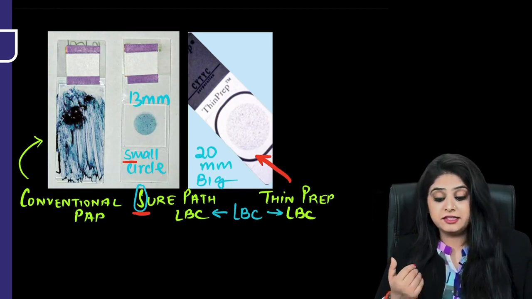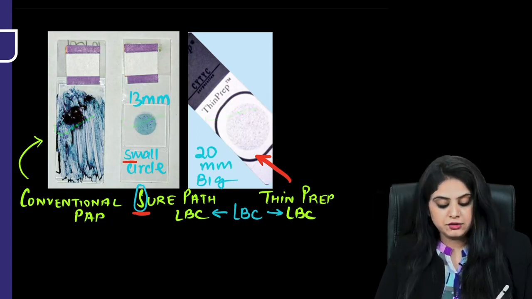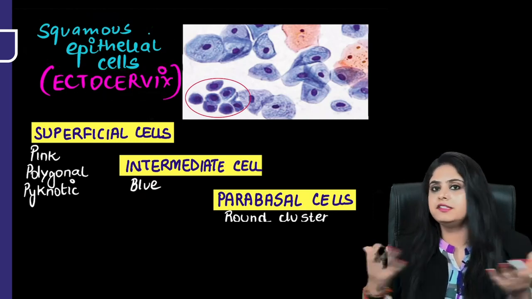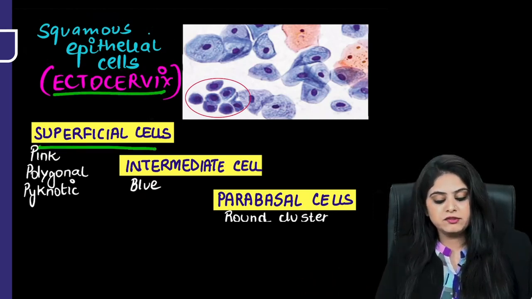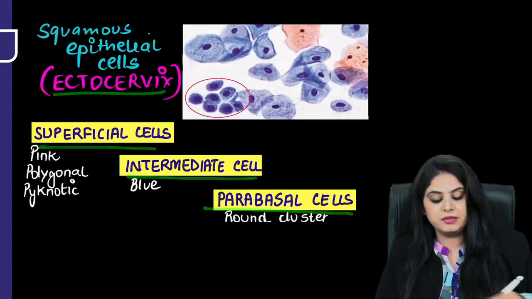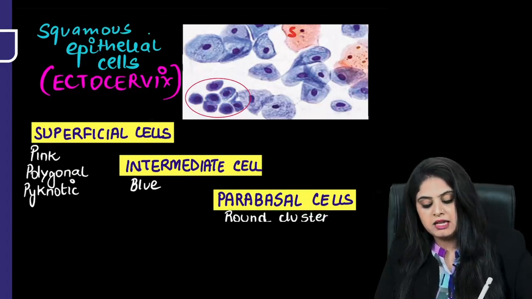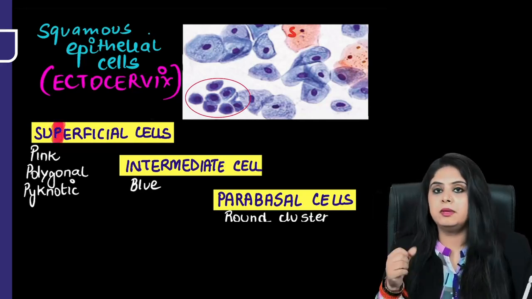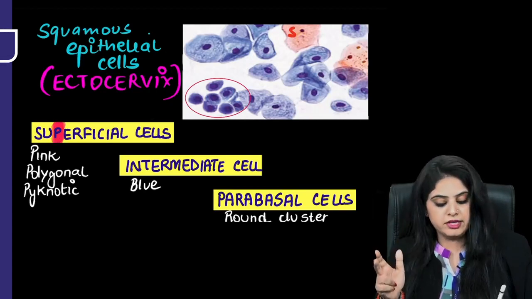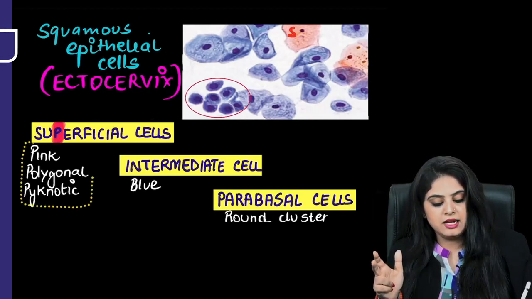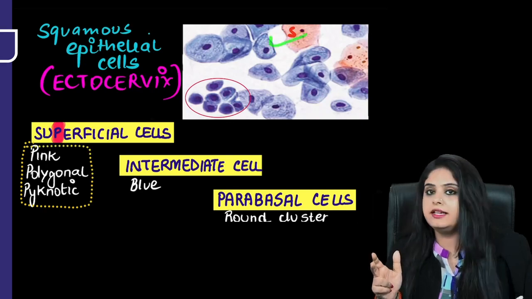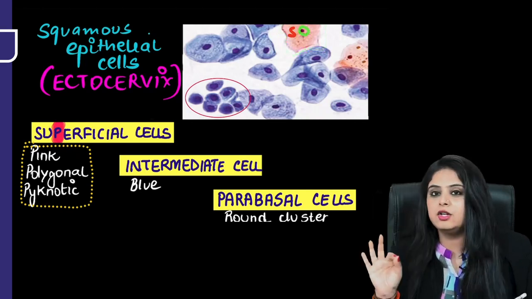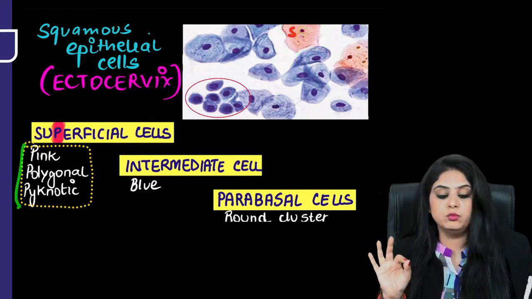The techniques are done. Let's identify the cells. Let's look at these slides under the microscope. The first cells that you see are the squamous epithelial cells, meaning ectocervix. Then endocervix. In the ectocervix you have superficial cells, intermediate cells, parabasal cells. How will I identify them? The pink colored cell is superficial. So remember, superficial cells are pink, polygonal, pyknotic. I can see the pink color, yes. I can see the polygonal shape, correct. And pyknotic, look at the nucleus, it's like a dot. So pink, polygonal, pyknotic is superficial.